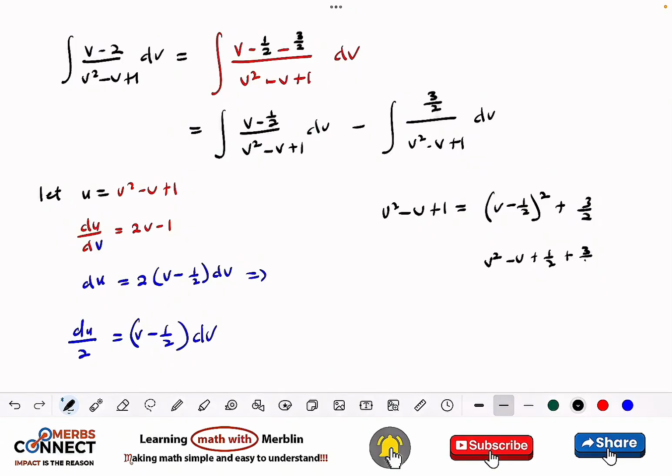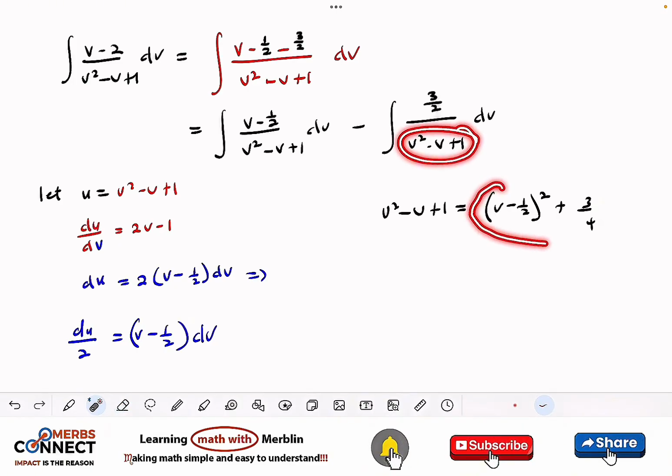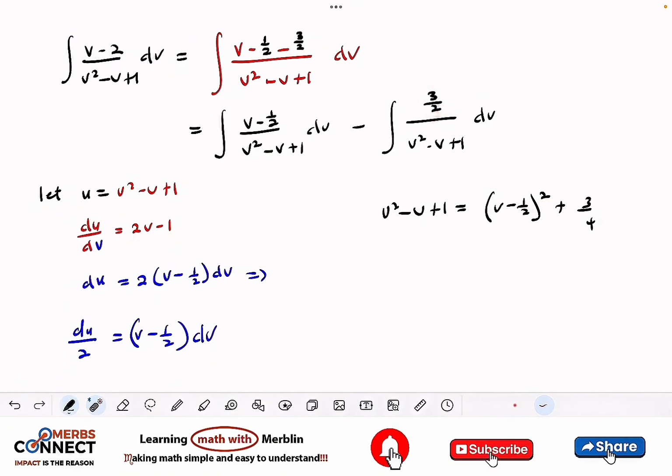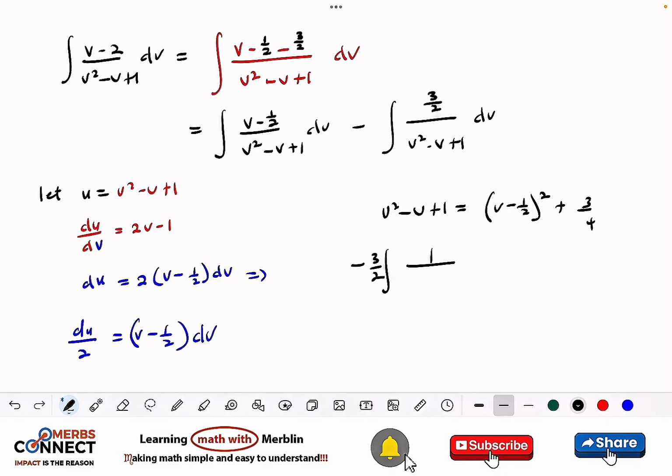Okay, let me make this one 4. If I make this one 4, then this is going to give us 1. Good. So this is true. So let us express the denominator here as this. From here, this one I can factor it out. So I'm going to have something like this, minus 3 on 2, 1 divided by, so the denominator is now v minus 1 over 2 squared plus 3 on 4, dv.